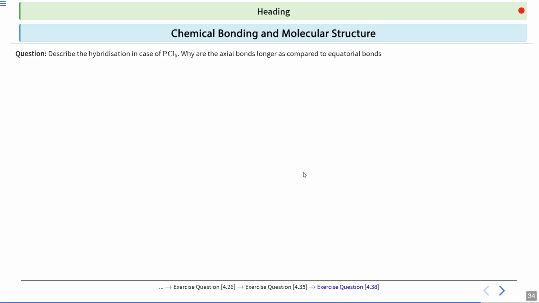Now moving on to the next question, the last one, which is the description of the hybridization in the case of PCl5. And you also have to tell me why the axial bonds are longer as compared to equatorial bonds. We have already talked in a much detailed manner about the same thing. So first, let us try to determine the hybridization of PCl5 and look at the shape of PCl5.